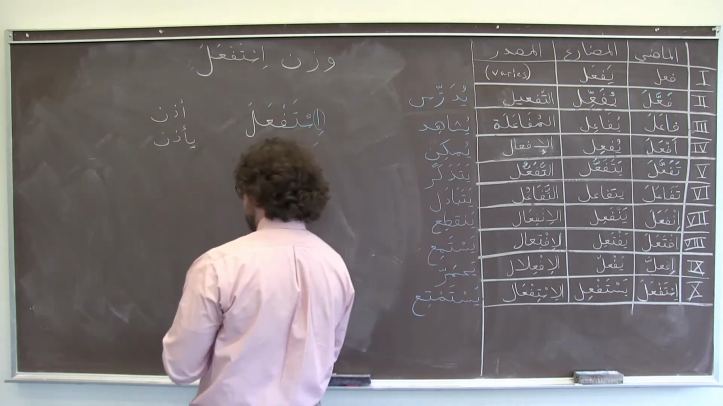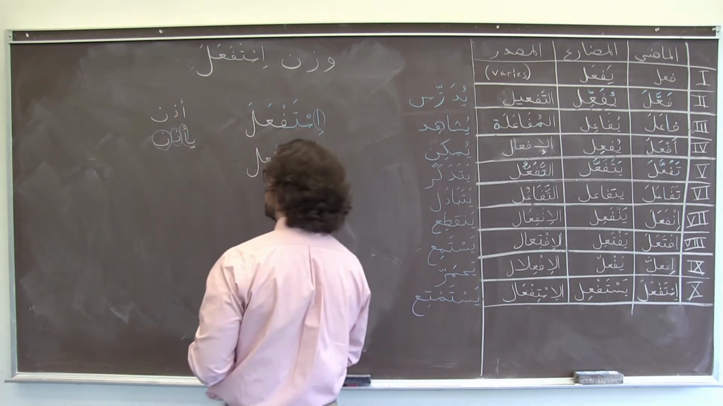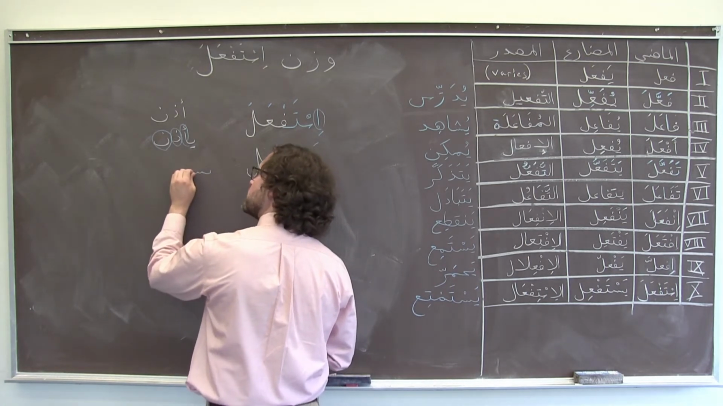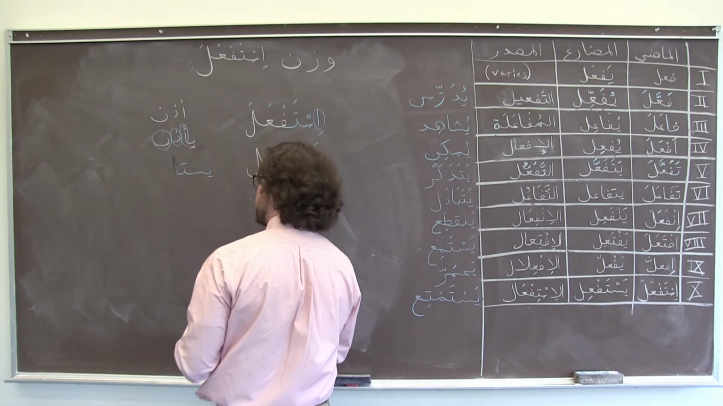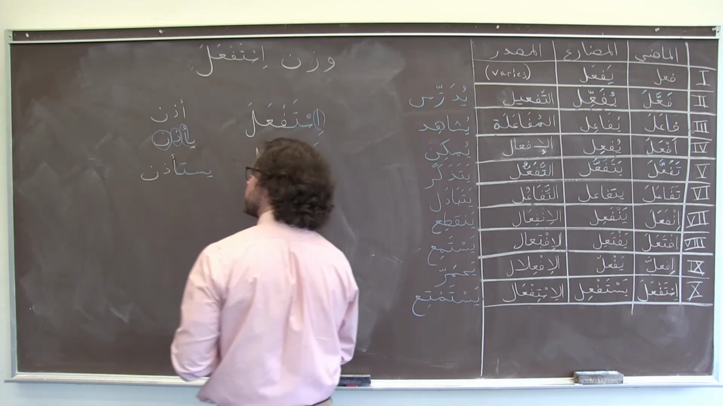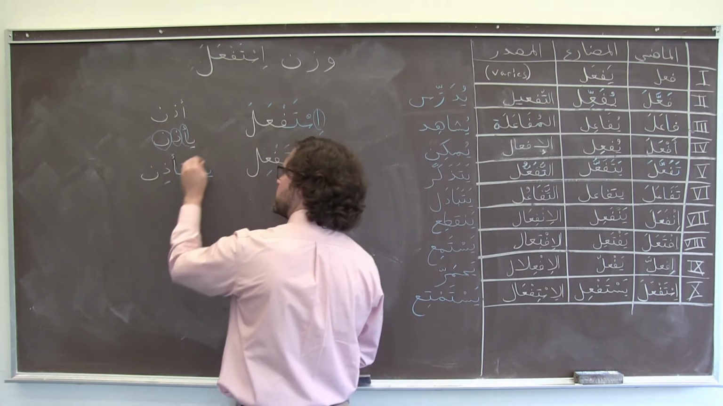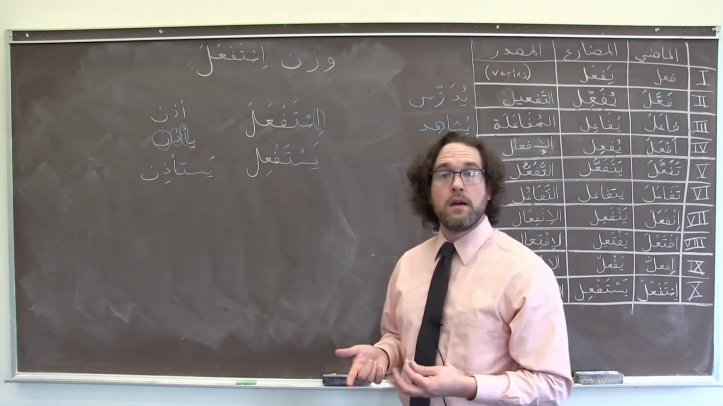And if we take that judr and put it into form 10, we wind up with yasta'dhin, which means to ask permission, to seek consent to do something.